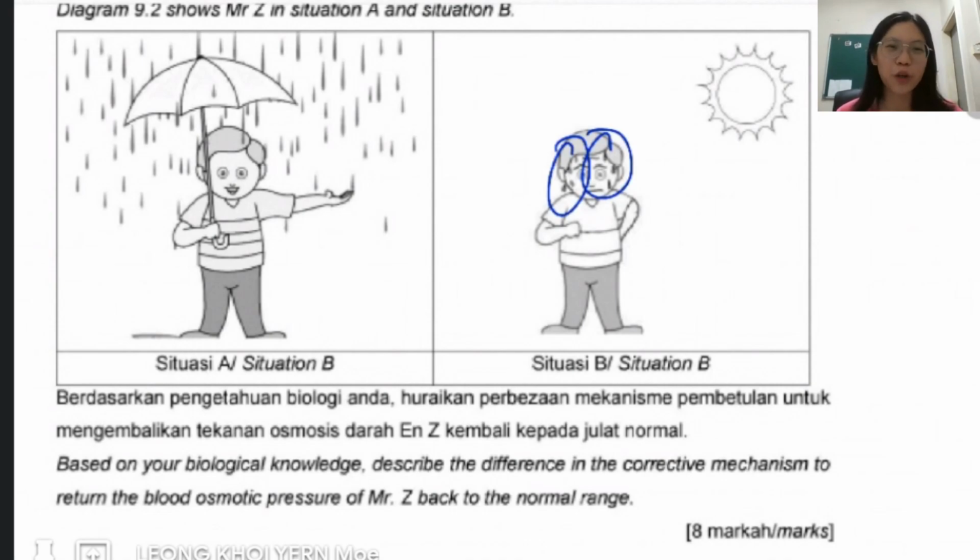No, please don't ever mention body temperature in this question, because they are talking about blood osmotic pressure. If you write about the mechanism to return to normal body temperature, you won't actually get marks. You just end up wasting your time. Just focus on the blood osmotic pressure.